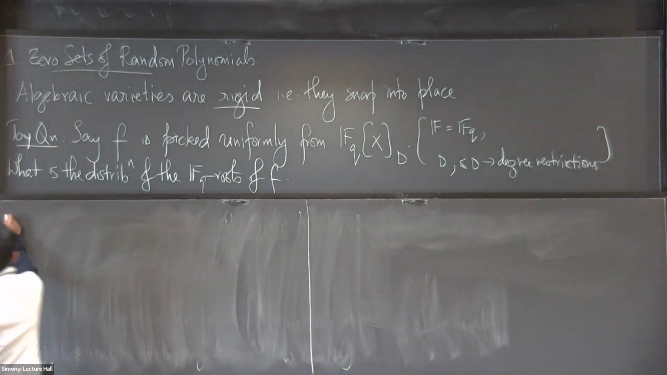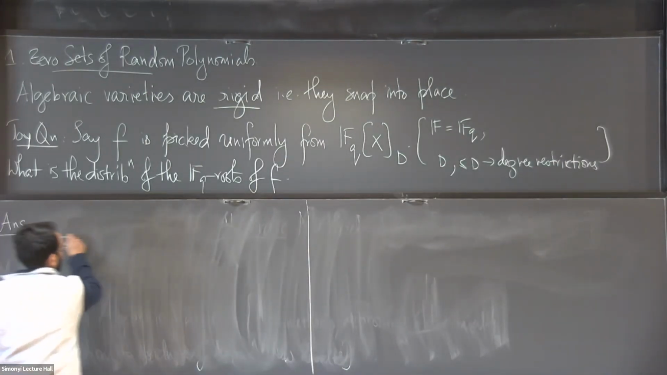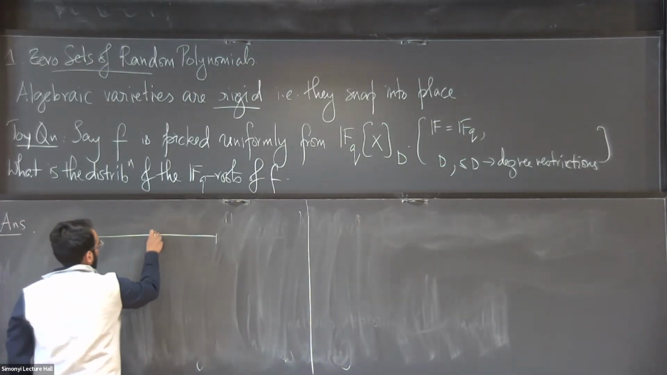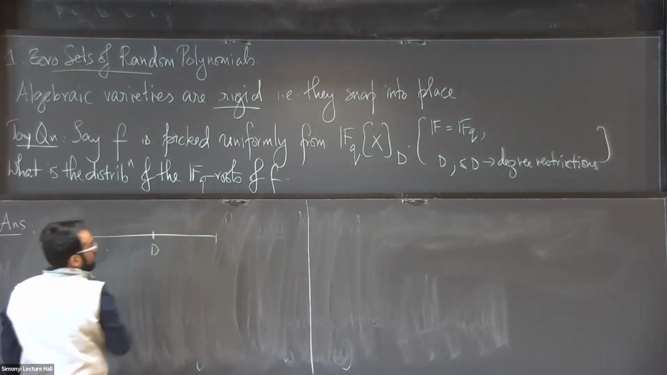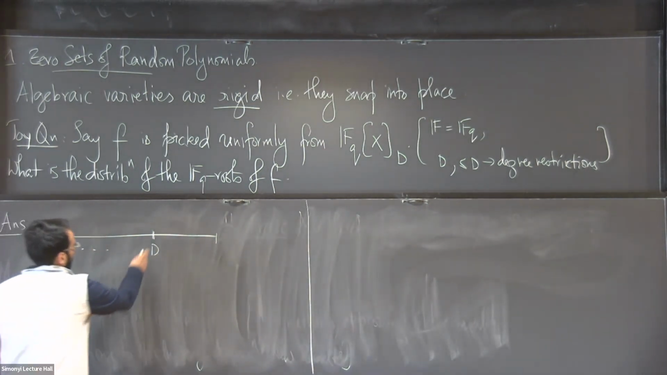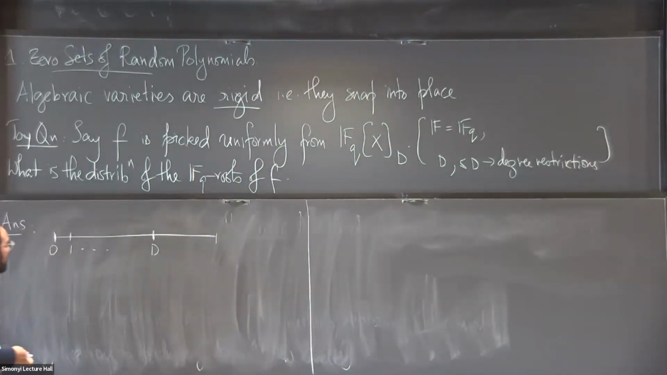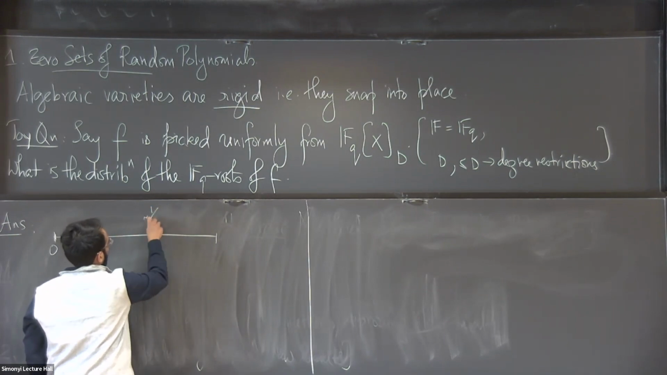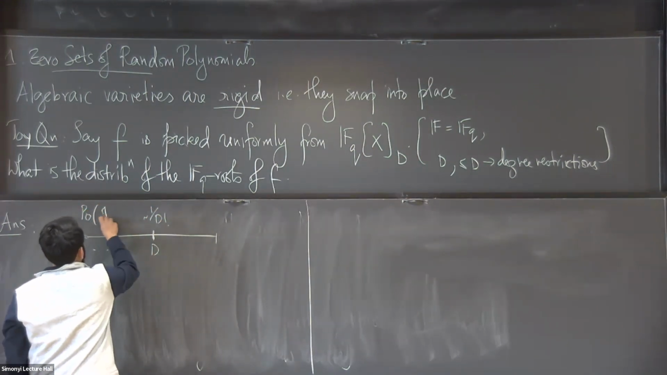Okay, so here's the answer. The distribution looks like this. So I have 0, 1, up to the degree D. And for example, the probability of having D roots, you can compute it asymptotically. Well, you can compute it exactly, but for Q large, this looks like a factorial.